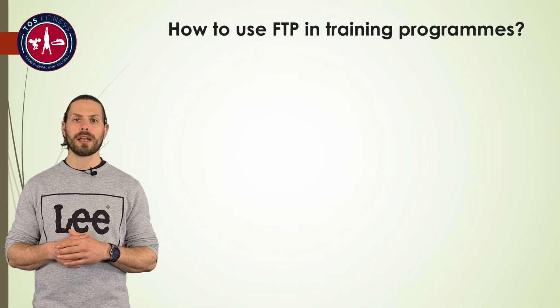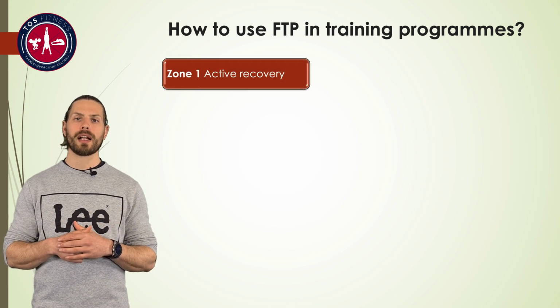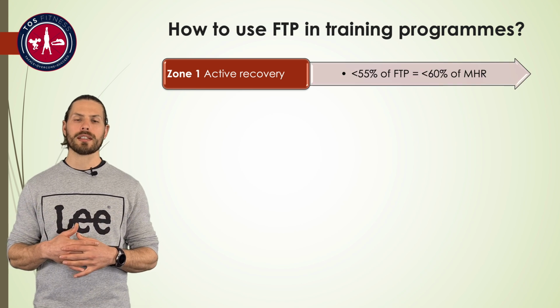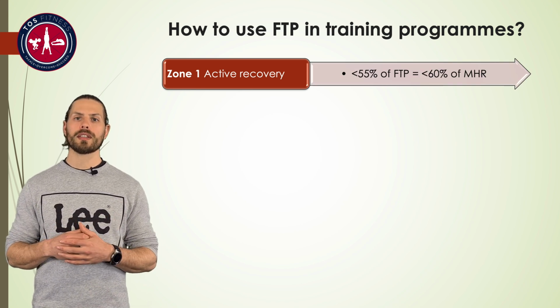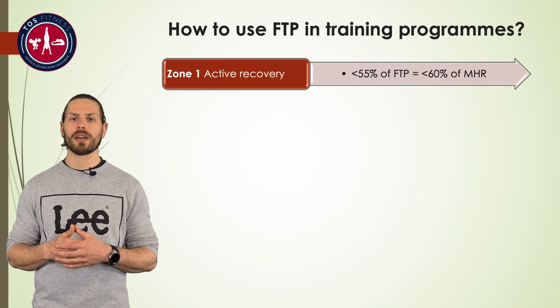Based on the desired outcome of the session or the training plan, we are using different training zones and the corresponding FTP values to specify intensity in an individual's training. So if you look at the diagram, you can see that zone 1 would be active recovery, which is less than 55% of your FTP.